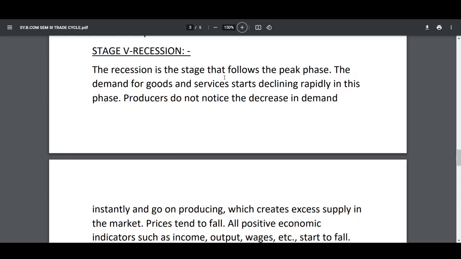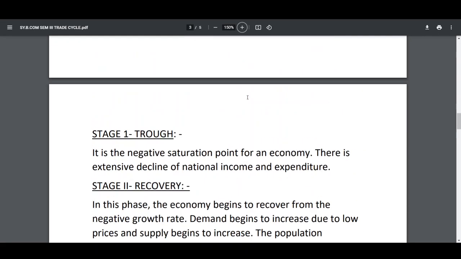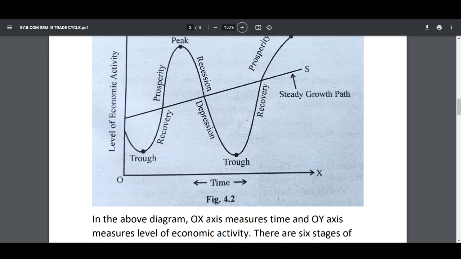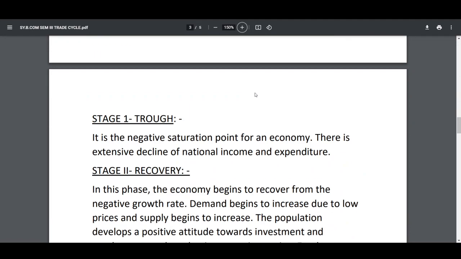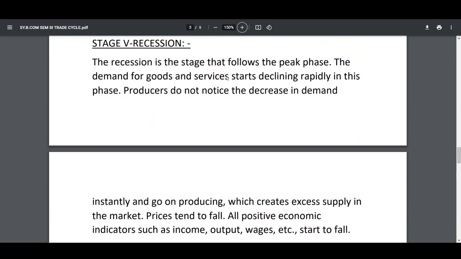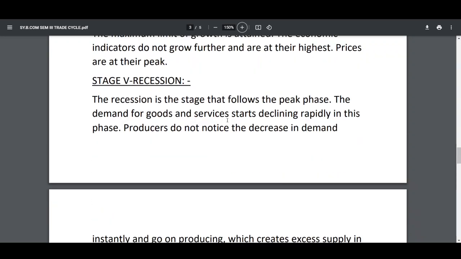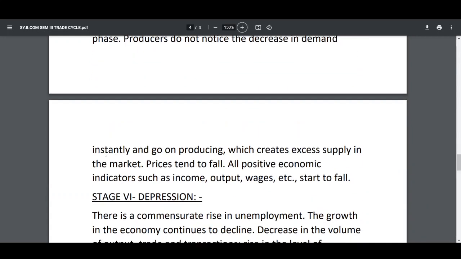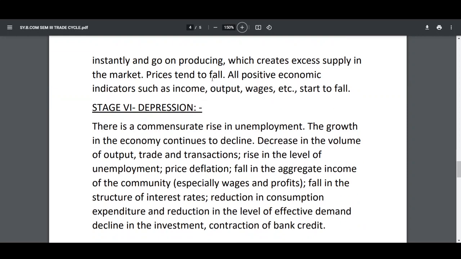Stage 5, recession. The recession is the stage that follows the peak. In this stage, the demand for goods and services starts declining rapidly. Producers do not notice the decrease in demand and go on producing continuously, which creates excess supply in the market. Prices tend to fall.